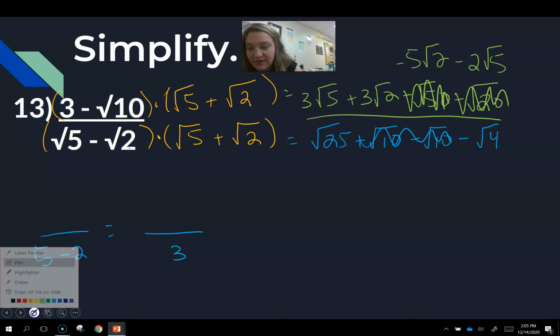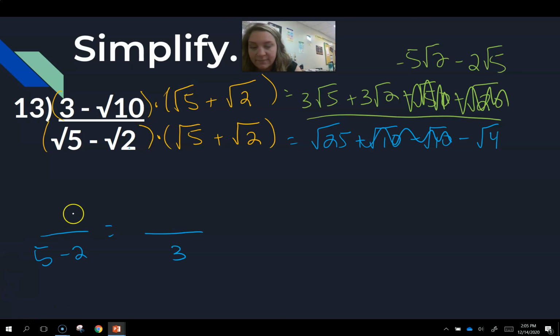I see some things I can bring together. Notice there's 2 pieces with the square root 5 and 2 pieces with the square root of 2. So there is 3 square root 5, and there's also a negative 2 square root 5. Then I have a 3 square root 2 and a negative 5 square root 2.